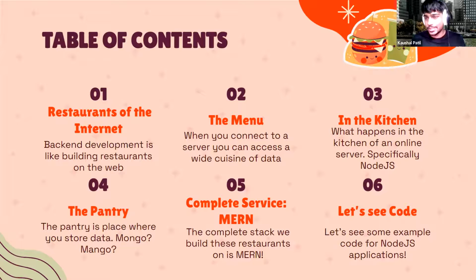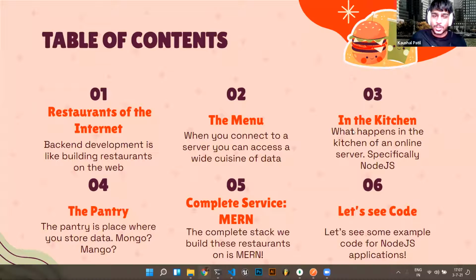Then we'll look into the kitchen, what happens in the kitchen, how is data cooked, how is data fetched, how is it served, and specifically using Node.js. Then we'll see the pantry. I hope the word is correct, but it is a place where you have your raw materials for your dishes and whatever food that you cook, right? So we'll see where the data is stored, how is it stored.